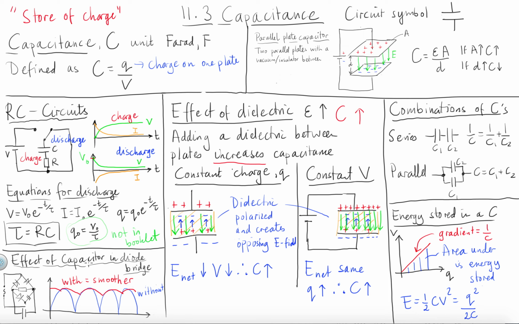Lastly, what's the effect of a capacitor on the diode bridge, which, remember from a previous video, is used to convert alternating current to direct current. If we were to connect a capacitor in parallel with the resistor in the diode bridge, then as opposed to not having a capacitor, the red curve shows the effect of the diode bridge with a capacitor in parallel. You see that the voltage-time graph is much smoother. So the effect of the capacitor on the diode bridge is to smooth out the curve.